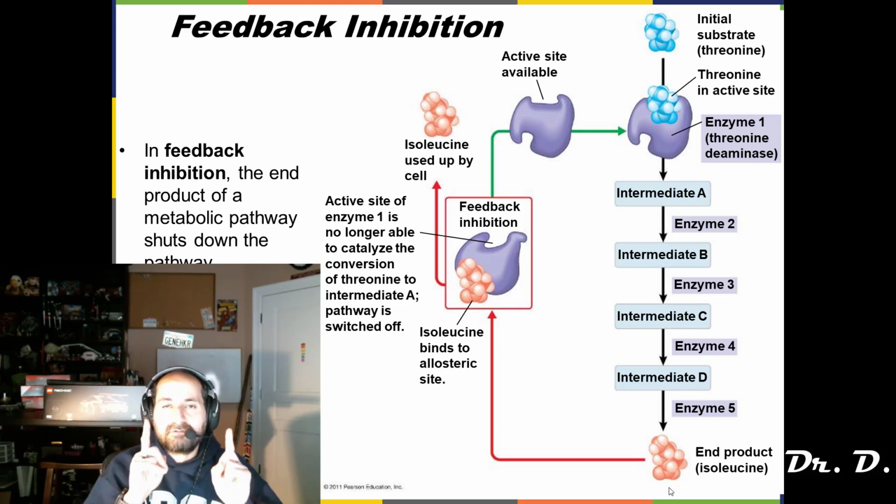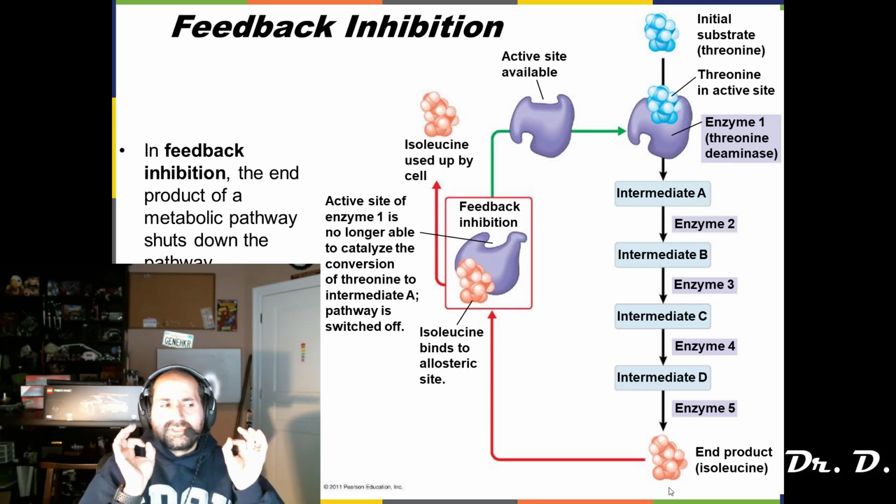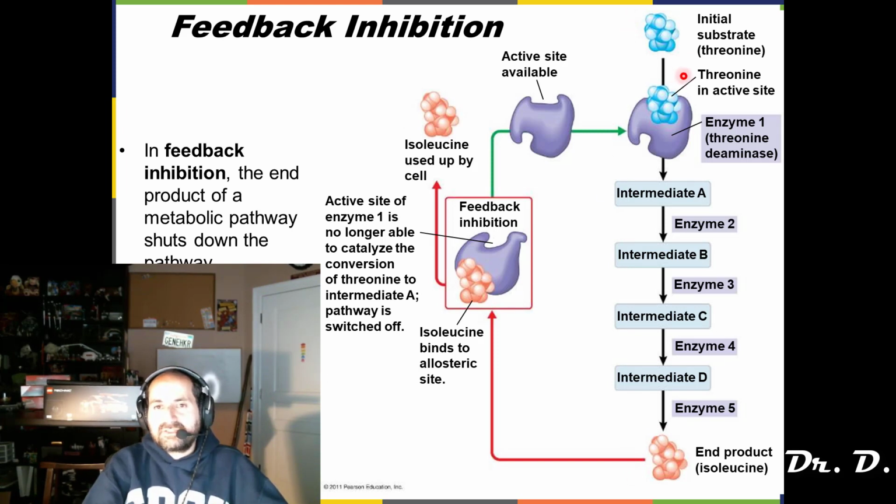Now here's the scenario I want you to understand. Do you think your cells want to convert all of the amino acid threonine into isoleucine? Do you think it would make sense to convert all of this blue stuff into red stuff? In this case, it may not be the best thing to do. You know why? Because threonine is an important amino acid, but isoleucine is also an important amino acid. Do you see the problem there? If you were to convert all of the blue stuff into red stuff, the red stuff's great, but you'd run out of blue stuff. You wouldn't want to do that.